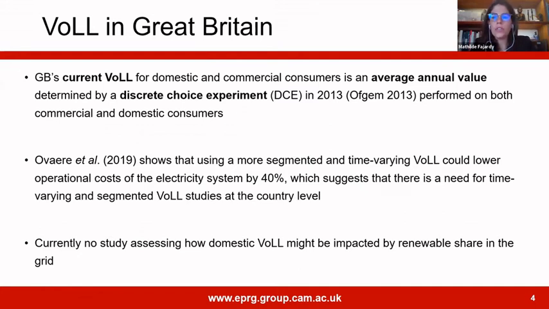However, if we look at recent literature, some studies show that a more segmented and time-varying representation of VOL in energy systems models could really help lower the operational cost of power systems. In one study in particular, they showed that we could lower the operational cost of power systems by 40% with a more segmented and time-varying VOL. We also have no evidence on how people's perception of electricity supply security might evolve as we get more renewable electricity in the grid. In other words, would people be ready to have more frequent interruptions in their power supply if the electricity they were provided with was cleaner?